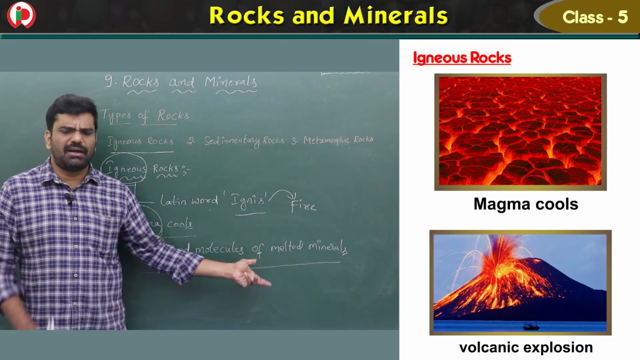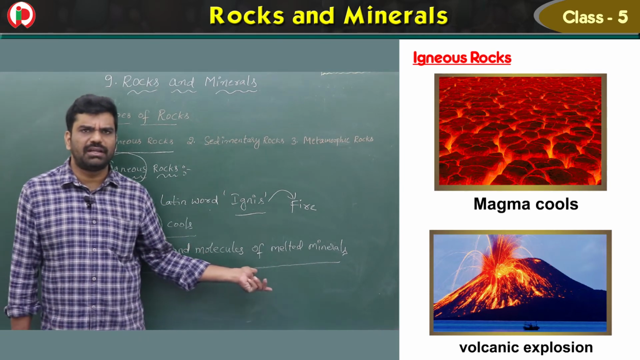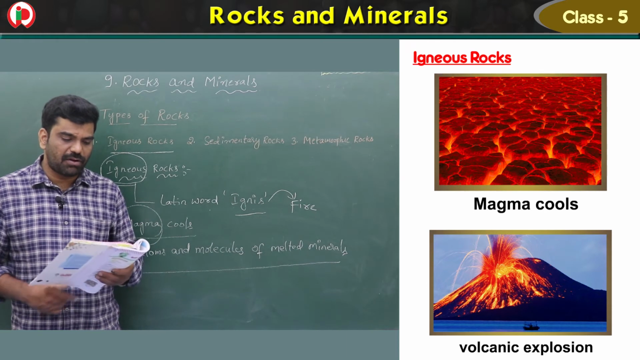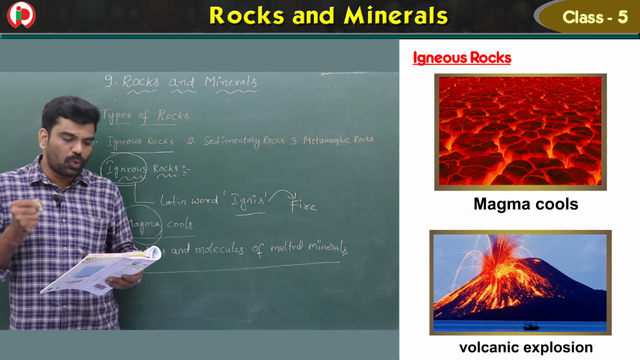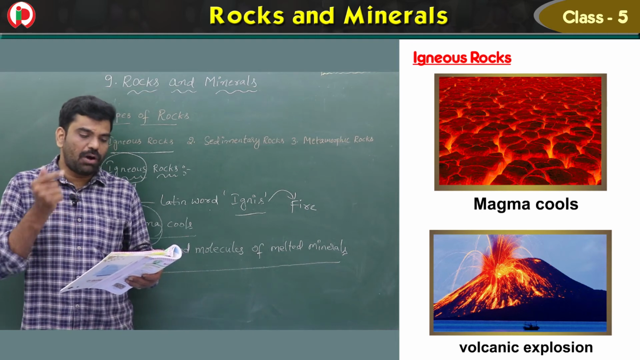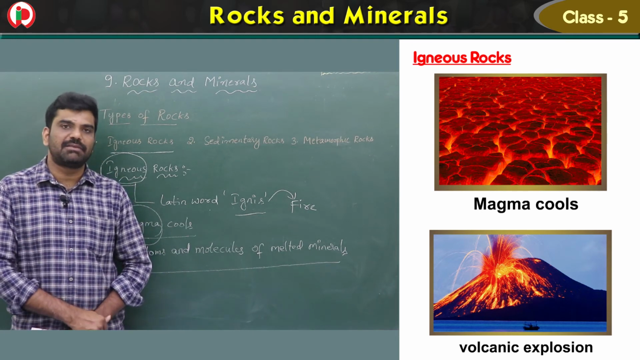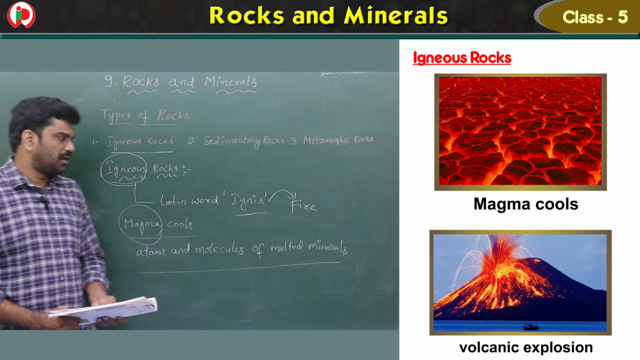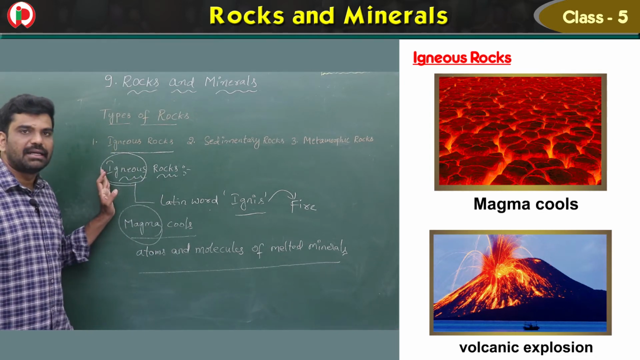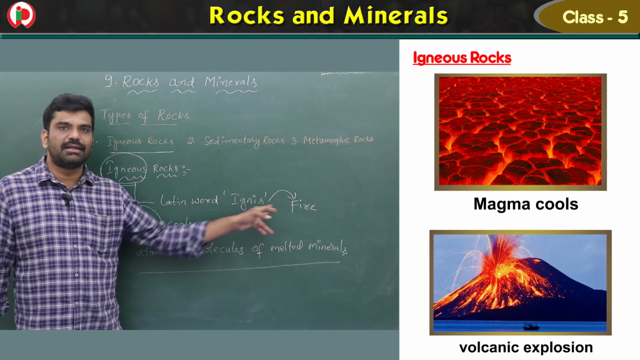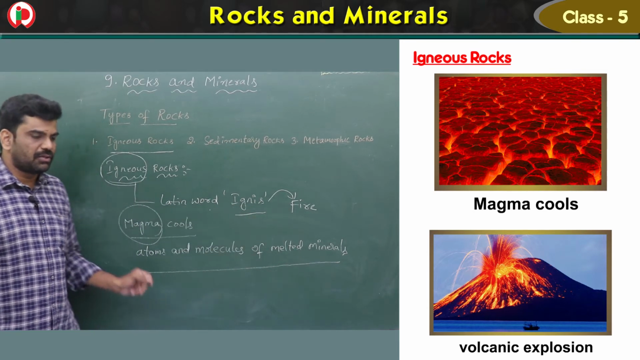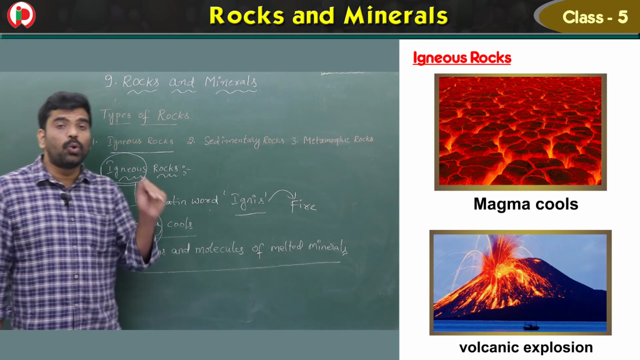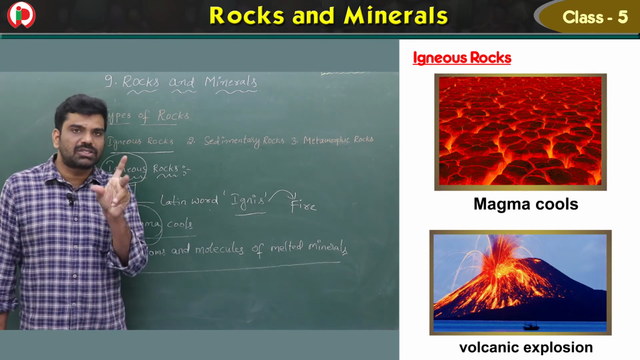This magma is very, very hot initially, and when it cools down, igneous rock is formed. So igneous rock is formed when magma cools and solidifies above or below the earth's surface. The word igneous came from the Latin word ignis, which means fire. So how are these igneous rocks formed? They are formed when the magma cools and solidifies.